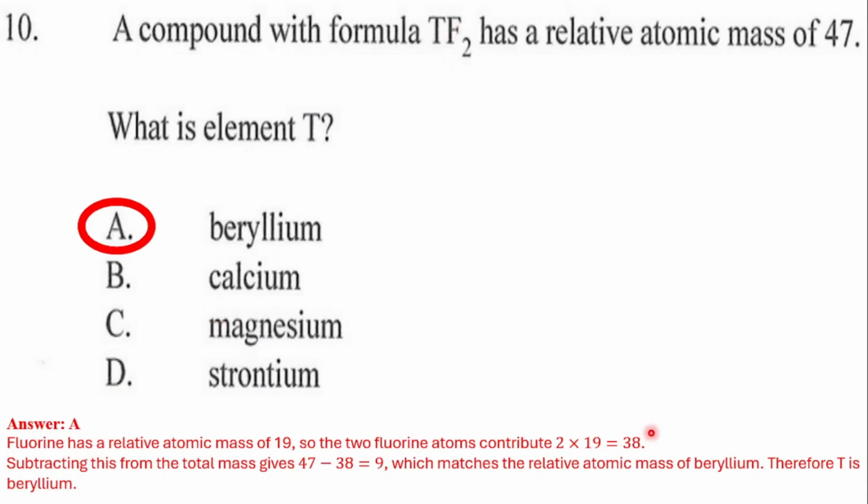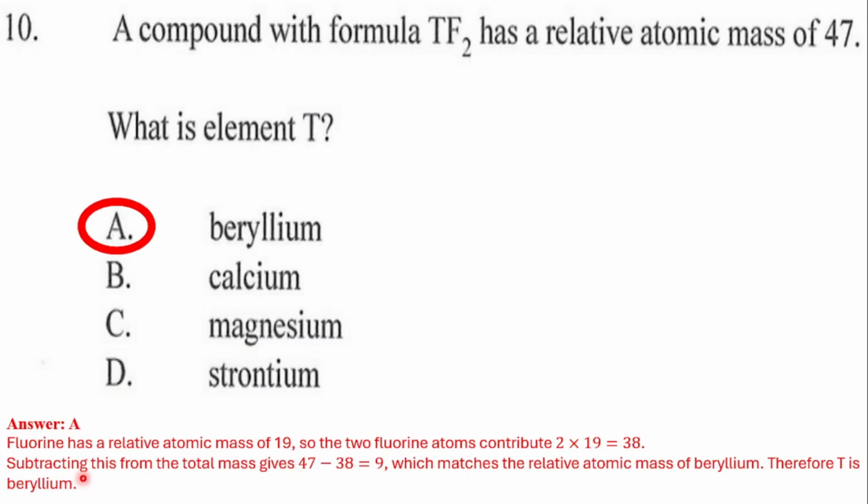Subtracting this from the total mass gives 47 minus 38, which gives us 9. And 9 matches the relative atomic mass of beryllium. So 9 is the relative atomic mass of beryllium. Therefore, T is beryllium.